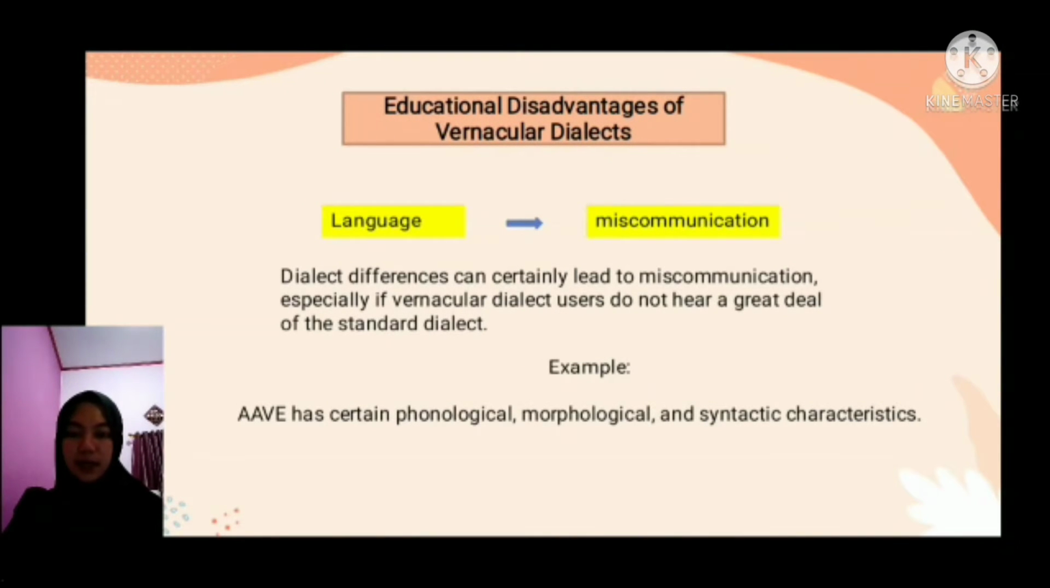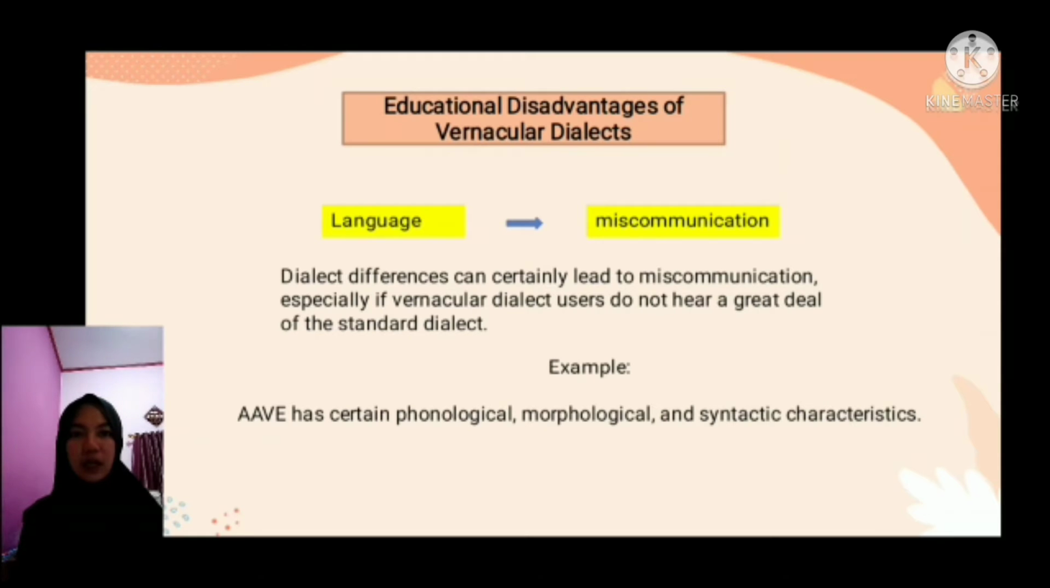Okay, my name is Bella Karista and I will continue the explanation from my friend. Here I will discuss the educational disadvantages of vernacular dialects, focused on the language field. Vernacular dialects can lead to miscommunication. Why? Because dialect differences can certainly lead to miscommunication, especially if vernacular dialect users do not hear a great deal of the standard dialect.